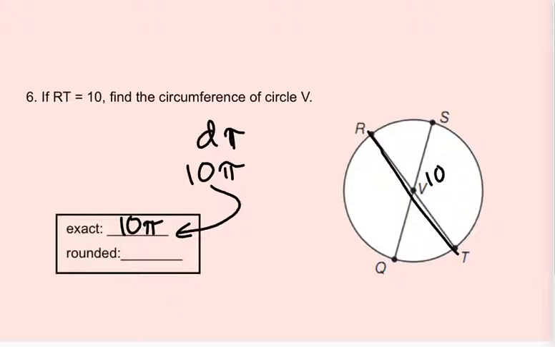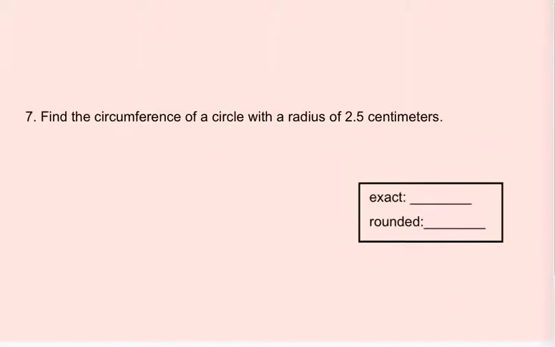Your rounded answer is going to be 10 times whatever your calculator uses for pi. So if you literally hit 10 times pi and it gives you that big long ugly decimal that starts with 31.4, that's going to be your answer. So it'll be 31.4159. That'll be your rounded answer.